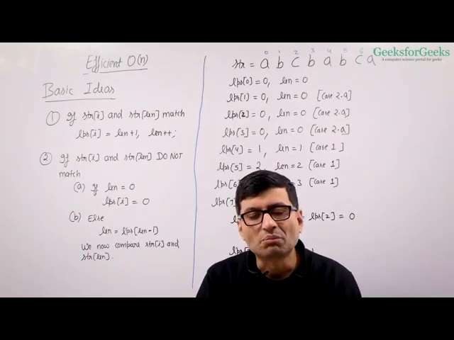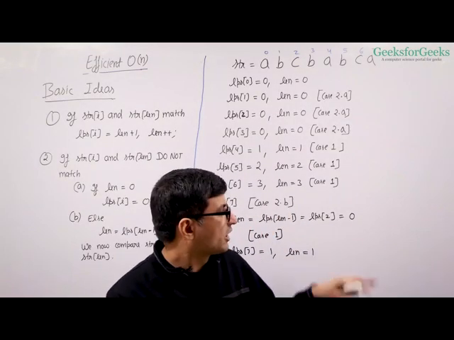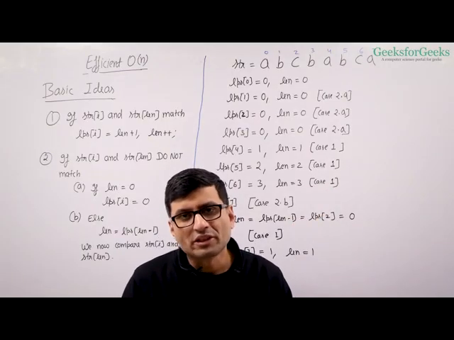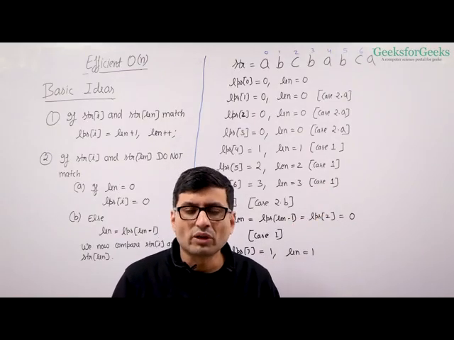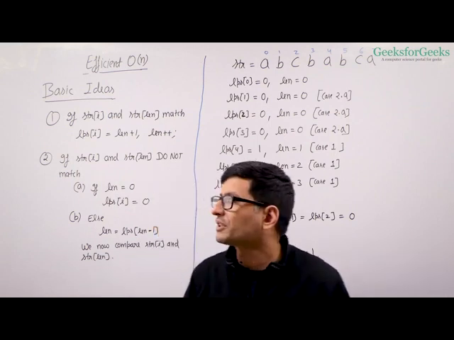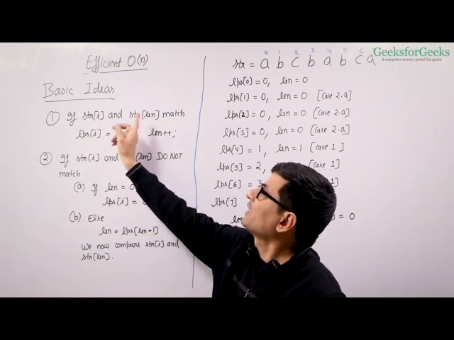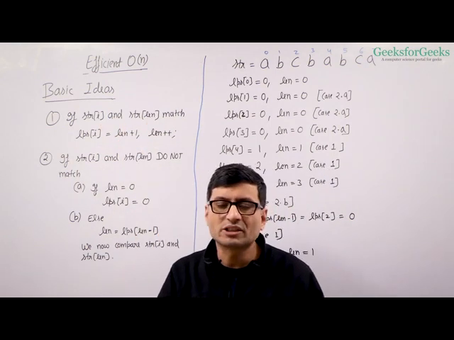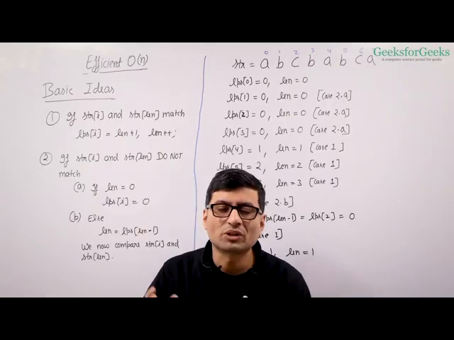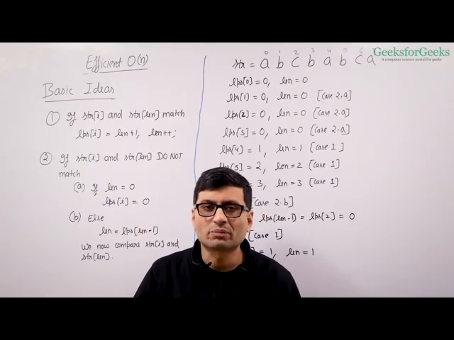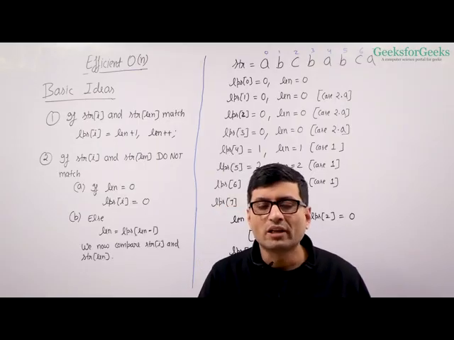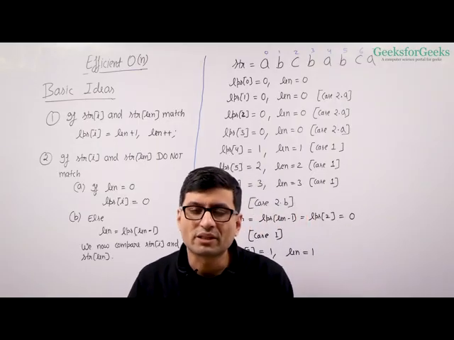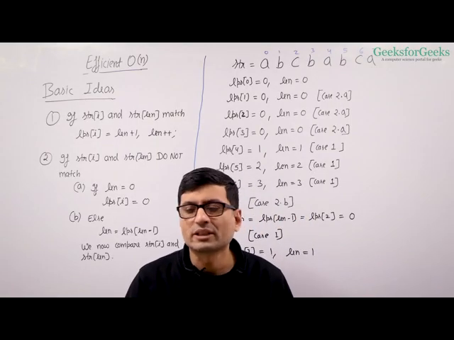Let us now do a complete run of this algorithm for this example. Before we do this run, let's recap the two ideas we have discussed. The first idea is: if str I and str length are matching, then simply assign length plus 1 to LPS I and do length plus plus. Please remember, length is LPS of I minus 1, the LPS value of the previous index.